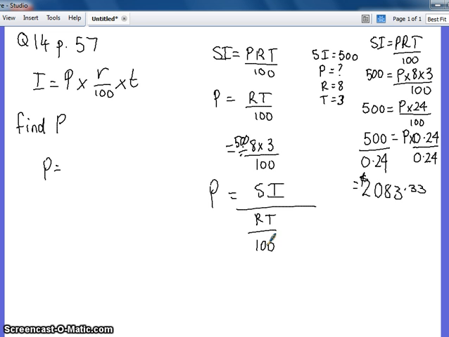Can you see the similarities now, Riley, between what we've done there and what they're asking us to do here? Here we've got P on its own. And in order to get P on its own, we had to bring SI out the front, over R over 100 times by T. Really similar, yeah?